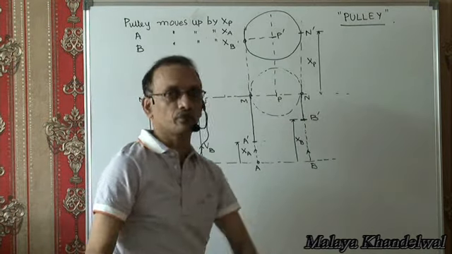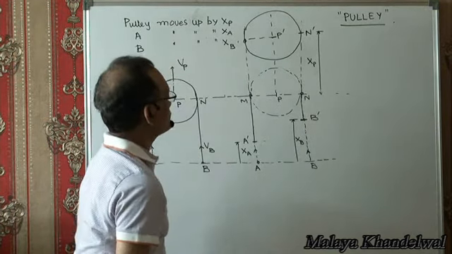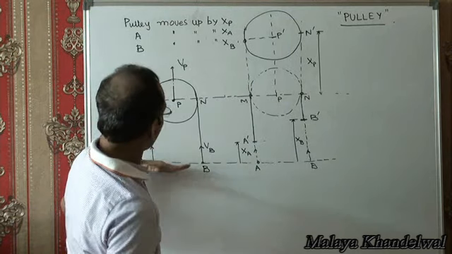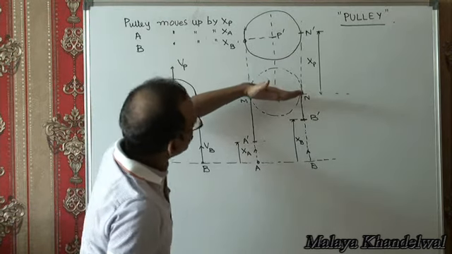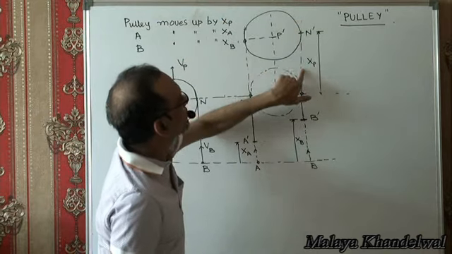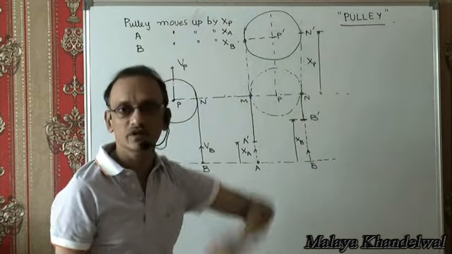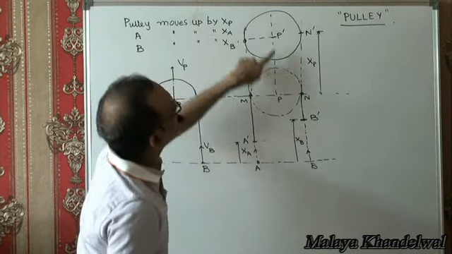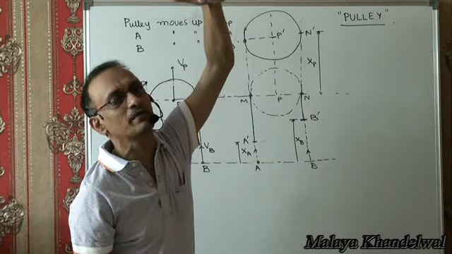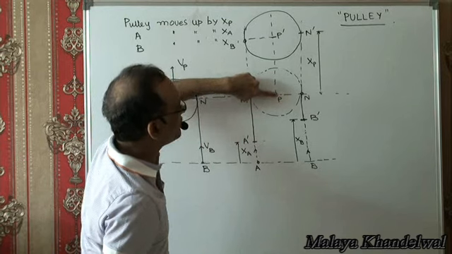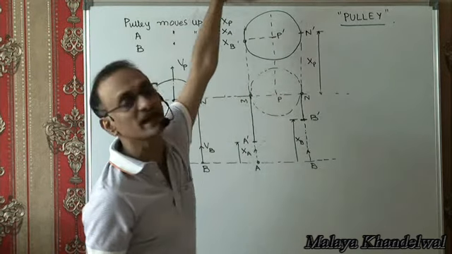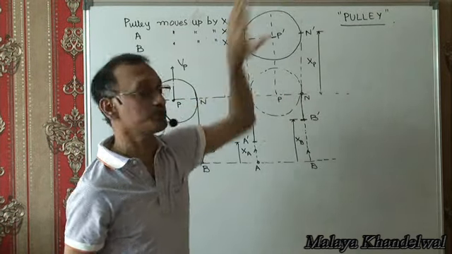So now, think of it like this. Forget A and B for a while. Think that the pulley has moved up by an amount xp. The center of the pulley, as if it has got displaced up by an amount xp. P is the center of the pulley. It goes from P to P prime. The pulley has moved up by an amount xp.